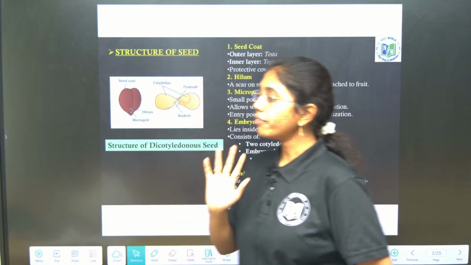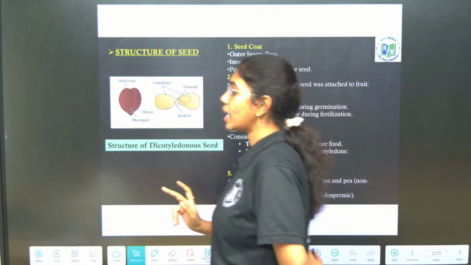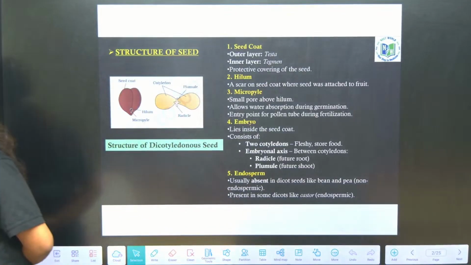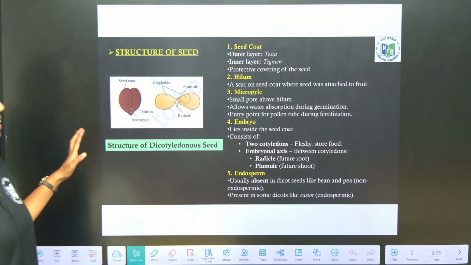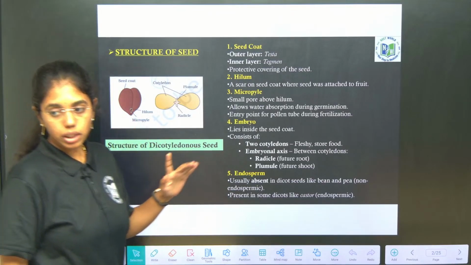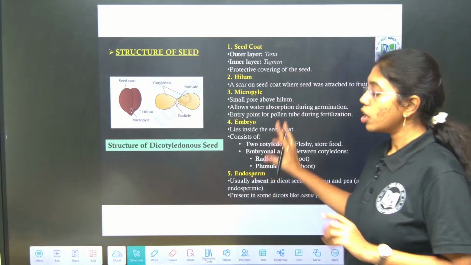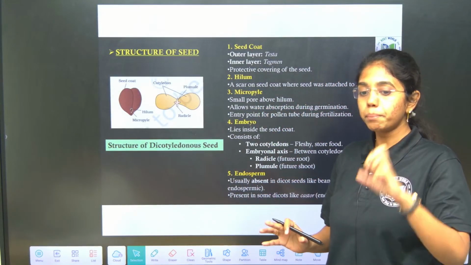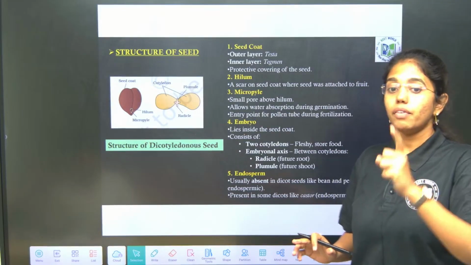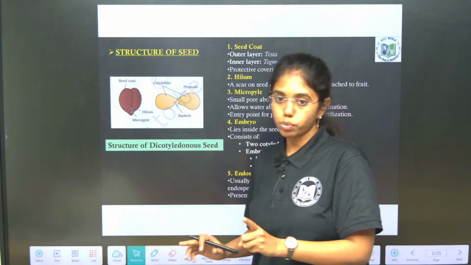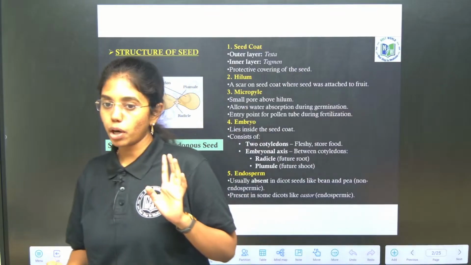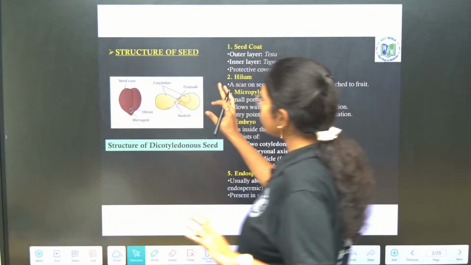Now after floral characters, what are we going to deal with? Now seed, fruit and morphology families. Okay, seed, fruit and families. After this you come prepared tomorrow with the complete chapter of morphology. We will first finish off NEET PYQs tomorrow and then we will start anatomy of flowering plants. Okay. First you see seed.